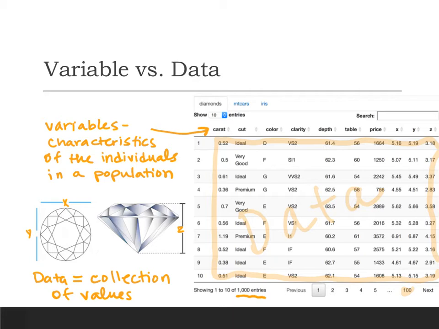It depends on whether you're being asked for the actual values, the numbers, or in some of our cases, descriptions. That's data, versus what we're actually looking at: carat, cut, or color. Those are variables.